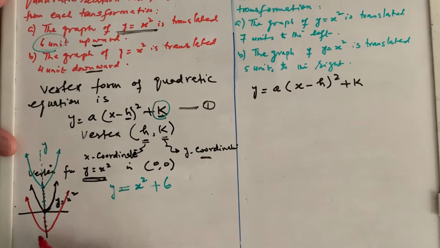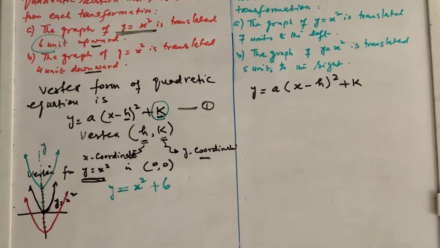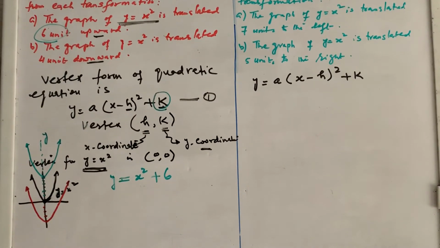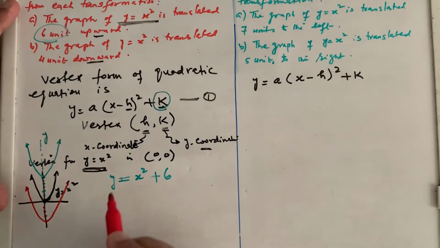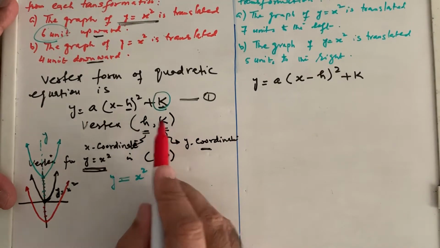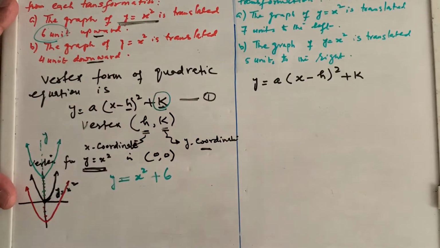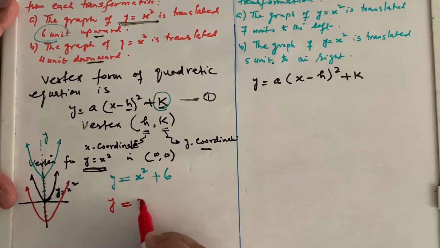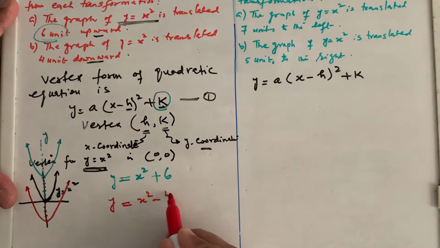Now my vertex is translated. How much? How many unit? 4 unit downward, right? So now I have some value for k which is negative, which is translated 4 unit downward. So that means my equation for this red curve will be equals to x square minus 4.